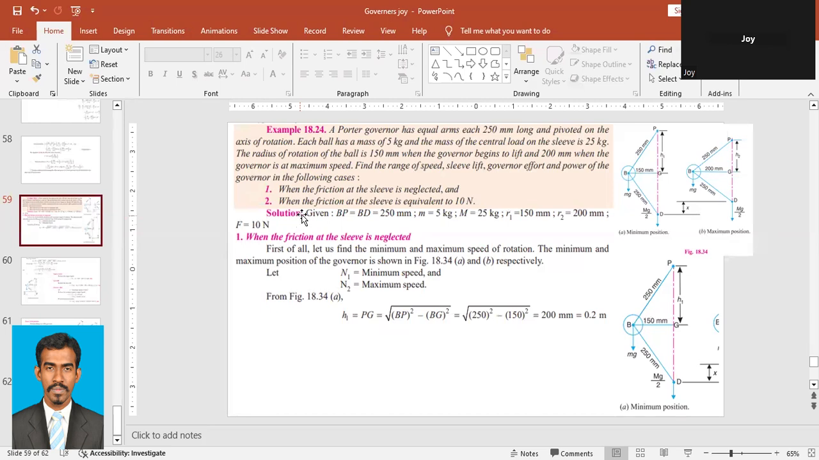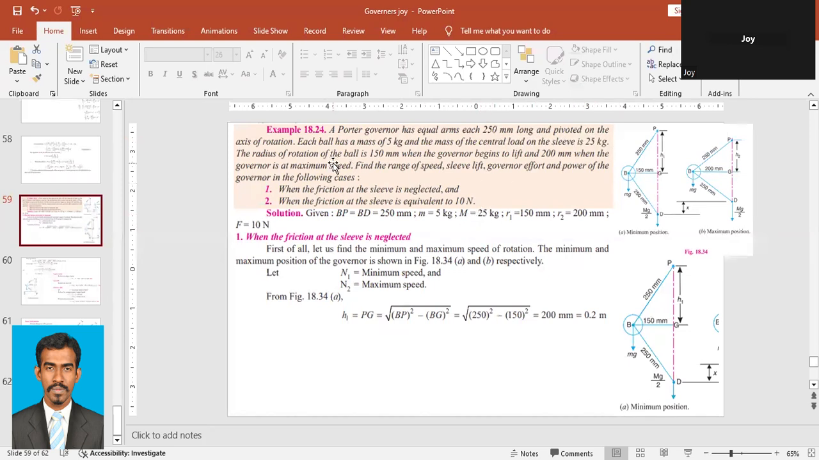So we'll first extract the data from here. Given BP is equal to BD is equal to 250, because it's given it has equal arms, 250 millimeter. Small m is equal to 5 kg, because the ball has a mass of 5 kg, and sleeve's weight is 25 kg. So capital M is 25.